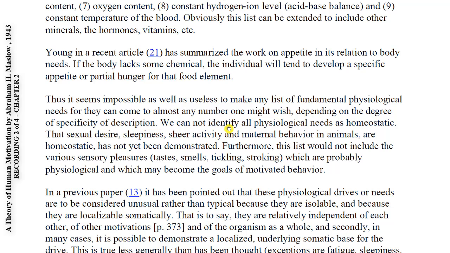We cannot identify all physiological needs as homeostatic. That sexual desire, sleepiness, sheer activity, and maternal behavior in animals are homeostatic has not yet been demonstrated. Furthermore, this list would not include the various sensory pleasures, tastes, smells, tickling, stroking, which are probably physiological, and which may become the goals of motivated behavior.